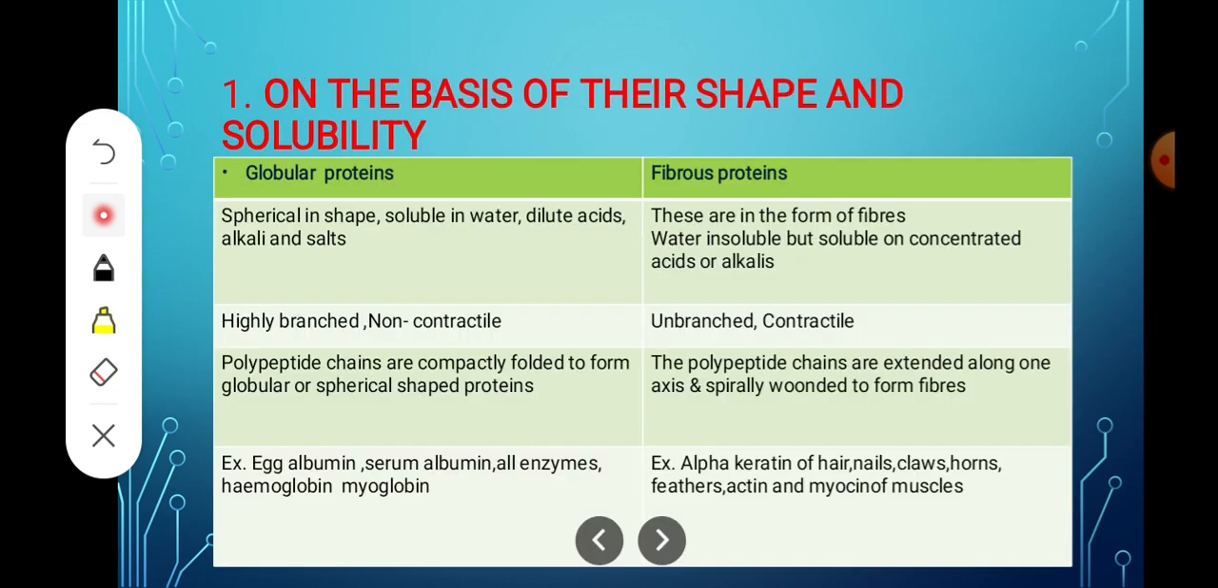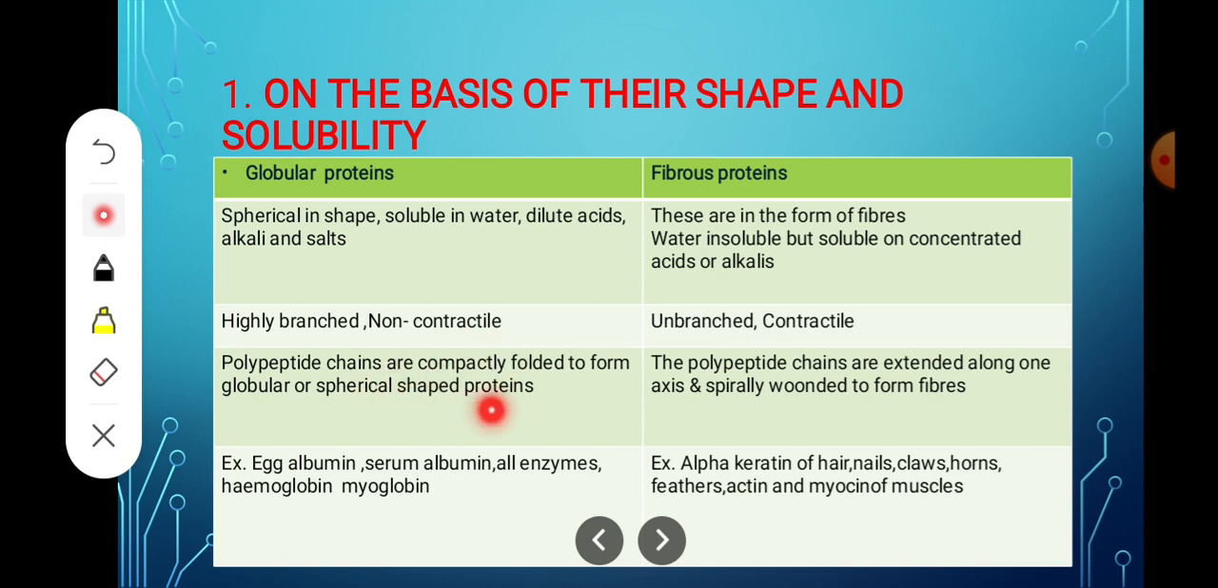Next, see here the classification of proteins on the basis of their shape and solubility. On the basis of their shape and solubility, proteins are classified into two classes. One is the globular proteins and the other is the fibrous proteins. See one by one. Globular proteins are spherical in shape, soluble in water, dilute acids, alkalis and salts. These are highly branched proteins, non-contractile.